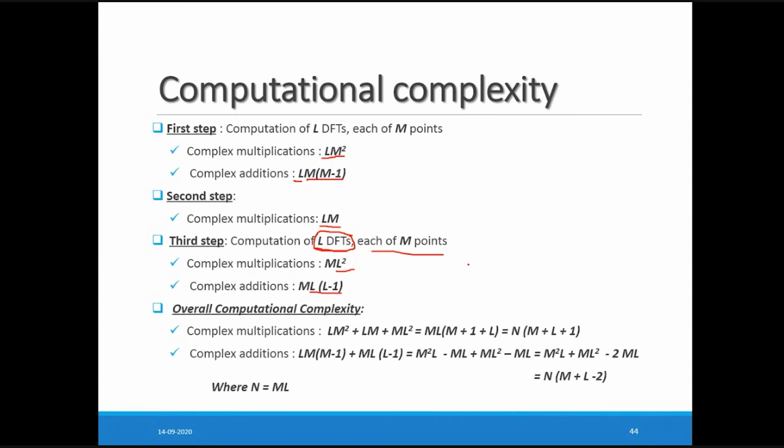So M such DFTs are there. So you have to multiply your multiplications with M over here. So it will become M L square, and complex additions are again multiplied with M, so M into L into L minus 1. So these are the 3-step complexities 1, 2, and 3. All of you clear about this? Do you have any query?